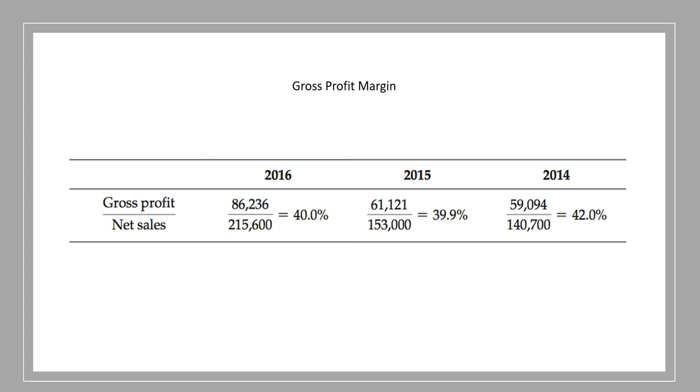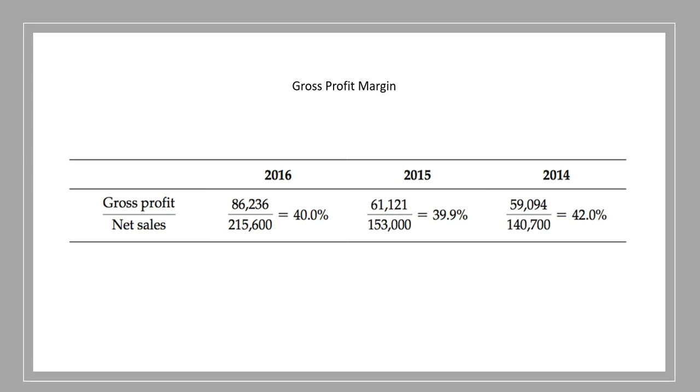So then you can go ahead and calculate each year what that gross profit percentage happens to be. So you know net sales is 100%, and you know in this case the gross profit is 40%. So then what's cost of goods sold? Cost of goods sold is 60%.